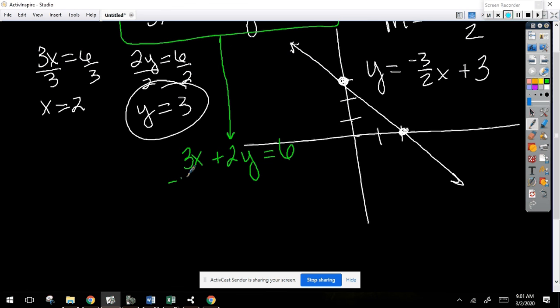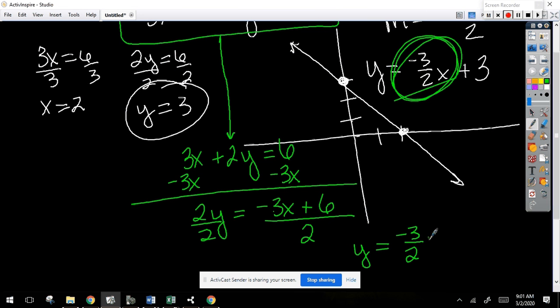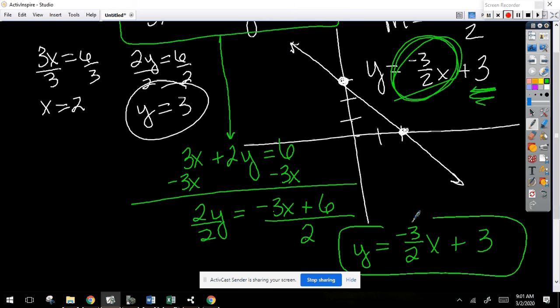Close. Move the 3x. So now I have 2y equals negative 3x plus 6. What do I do now? You're absolutely right. Divide by 2. Everything. So I have y equals negative 3 divided by 2 x. Does that look familiar? Yes. What's 6 divided by 2? See what we did there? Same equation, okay?